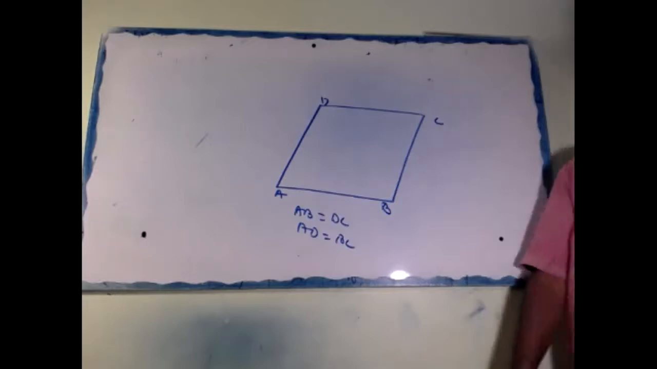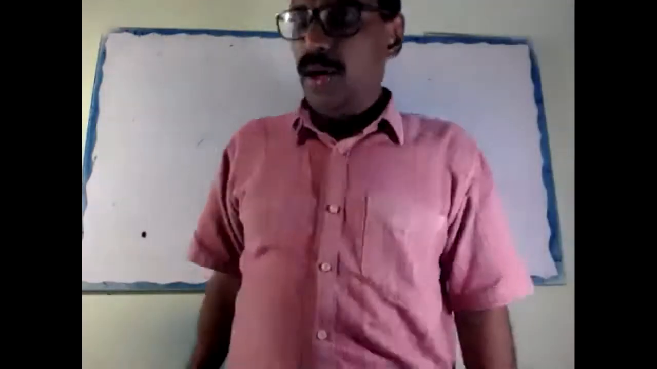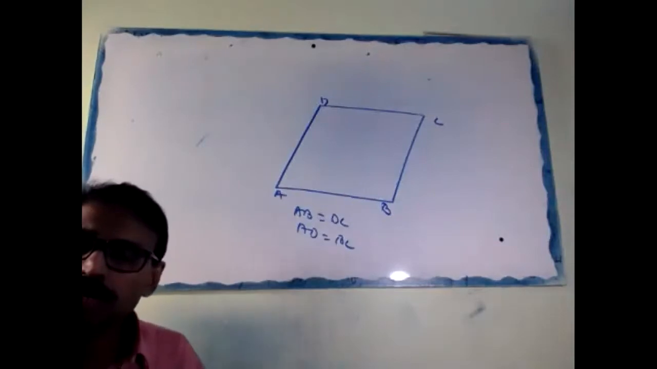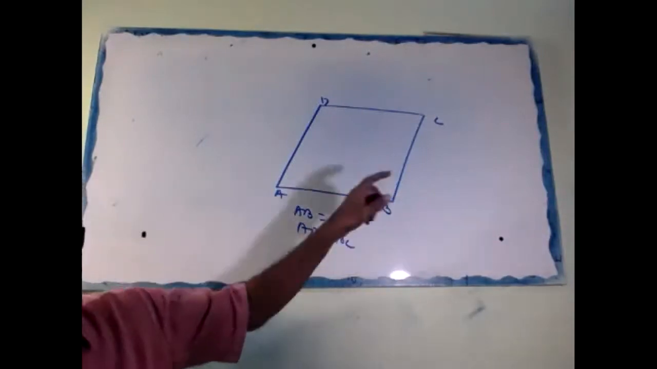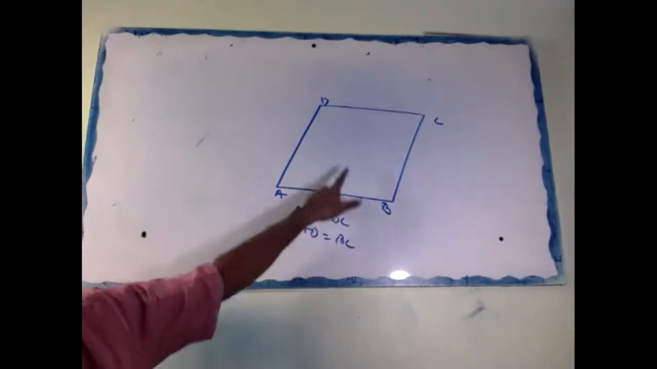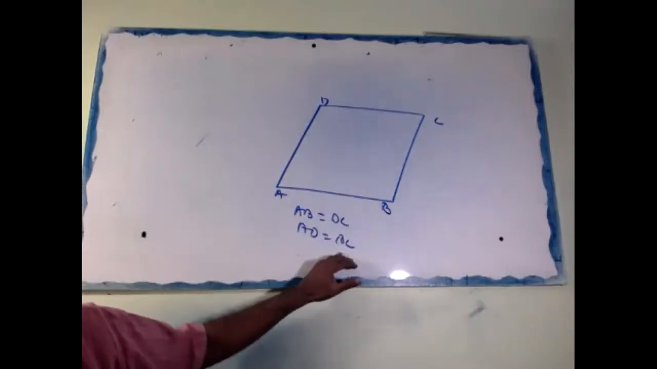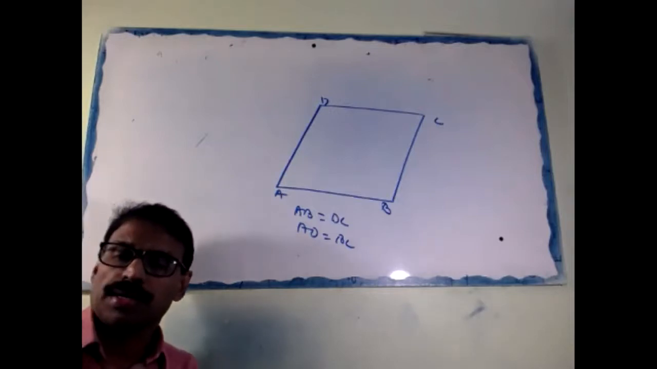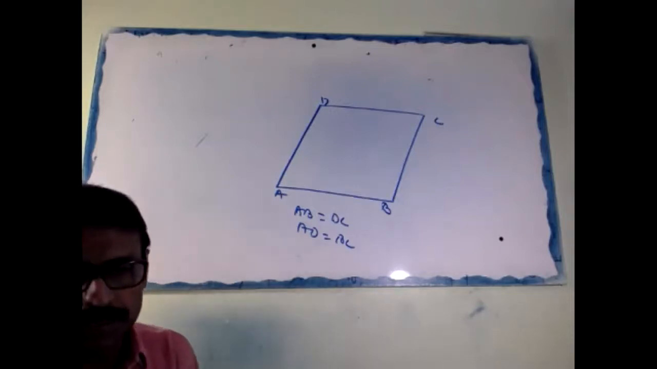Okay, finished? What did you write? In a parallelogram, opposite sides are equal. You draw the figure: ABCD is a parallelogram in which AB equal to DC and AD equal to BC. Okay, next, the second one.